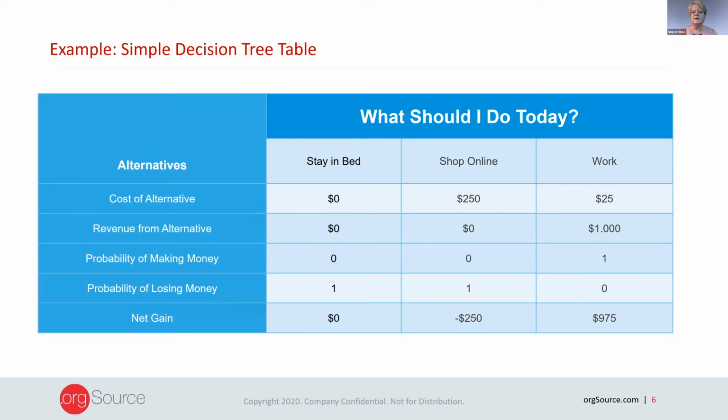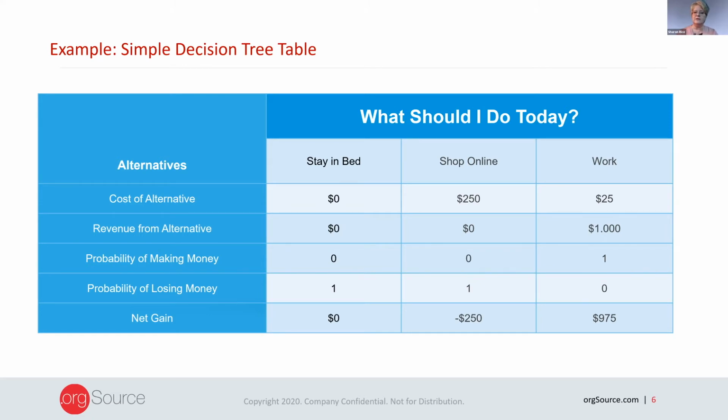So then we calculate net gain. If I stay in bed, I don't gain anything. If I look at my income over expense, my net gain is 0. If I spend time shopping online, I'm going to lose $250 because I have an expense of $250 and no revenue to offset that. But if I go to work, I'm projecting that I would make $975, because while I'm making $1,000 in revenue, I spent $25 to support me during the day. And so that obviously equals $975.